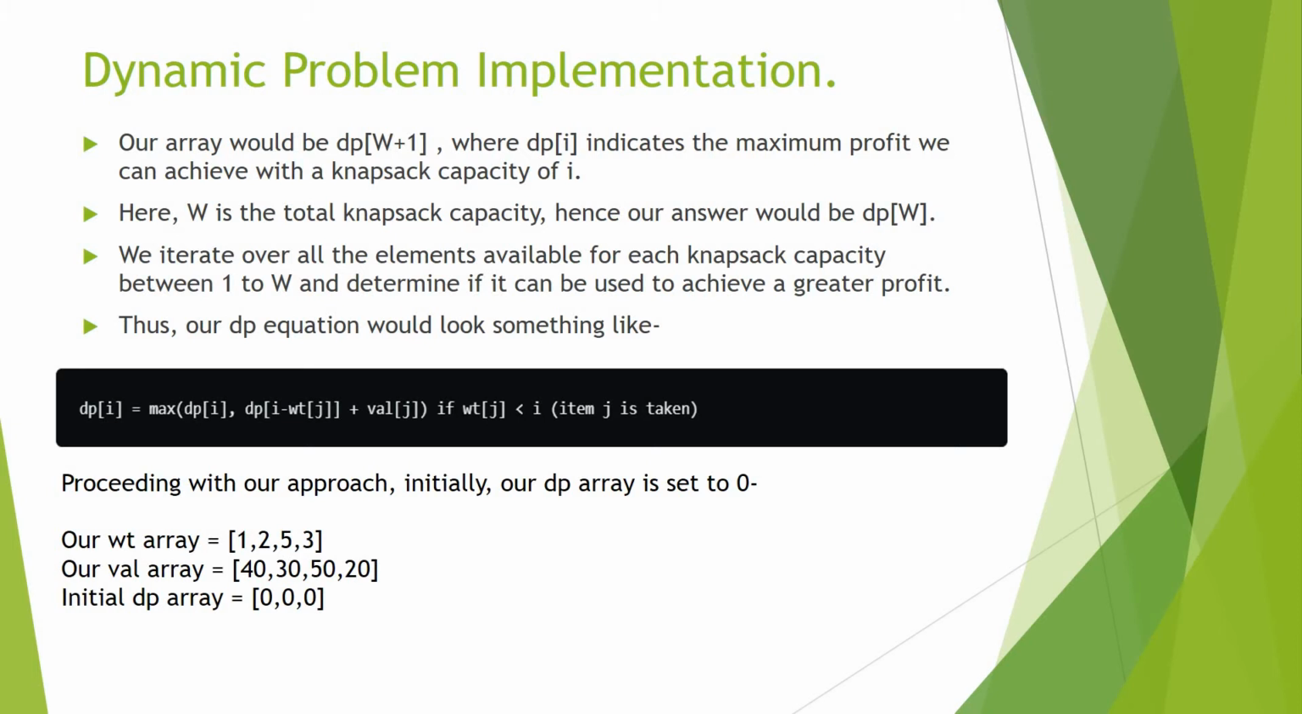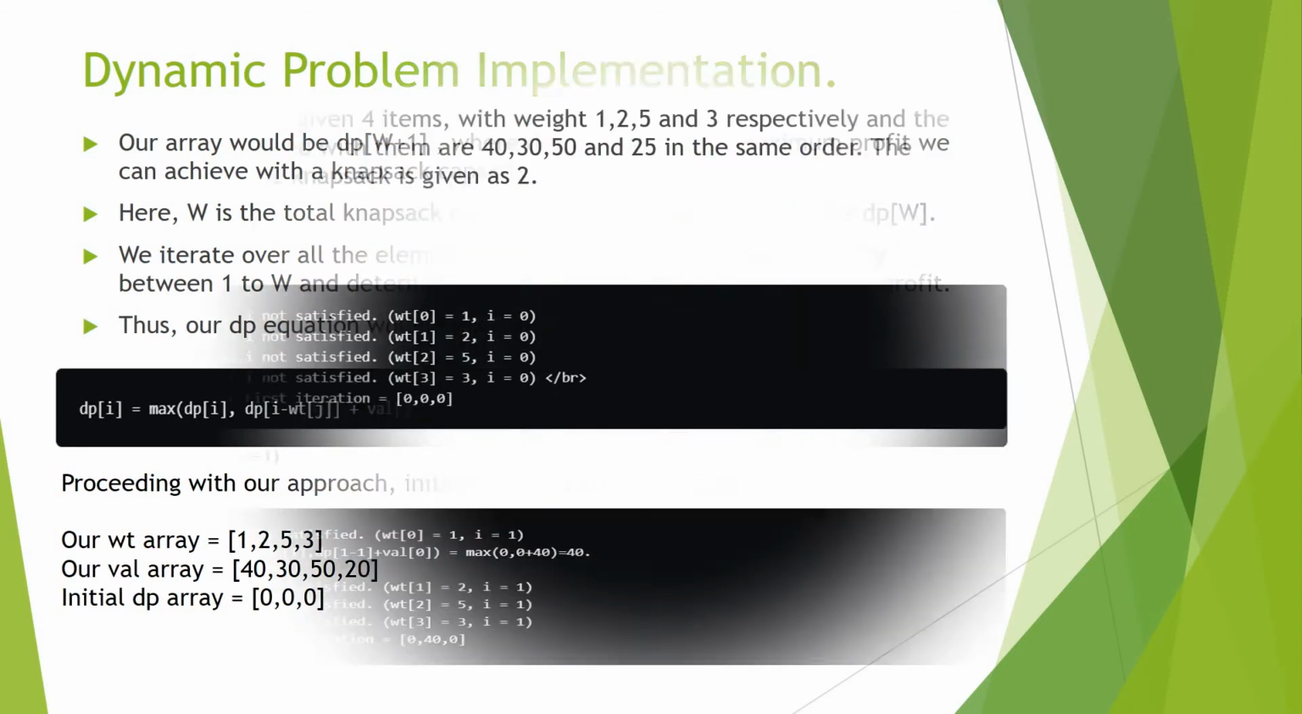Our dp equation would look something like this: dp[i] equals the maximum of dp[i] and dp[i minus weight of that element] plus value of that element, if the weight of that element is less than or equal to i, meaning we are taking that item j. Proceeding with our approach, initially our dp array is set to 0. Our weight array equals 1, 2, 5, 3. Our value array is given. The initial dp array is set to 0.